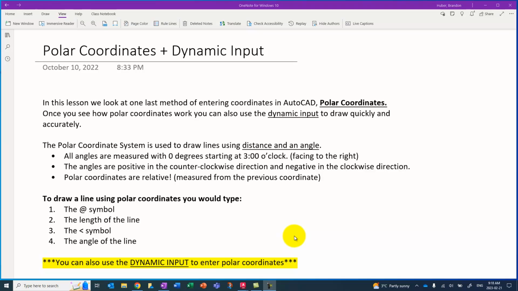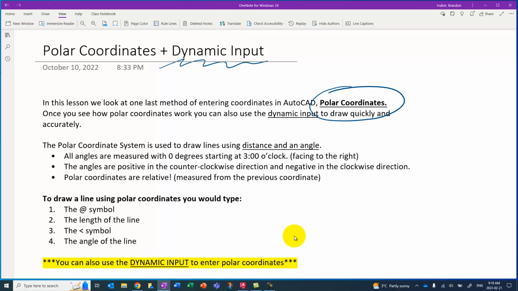This time we're learning about something called polar coordinates. This is a really different way of working, and quite frankly, once you learn it, it might be the only one you use. We can also be using the dynamic input when we're doing polar coordinates, as the dynamic input tends to default to accepting polar coordinates. So what are these things?